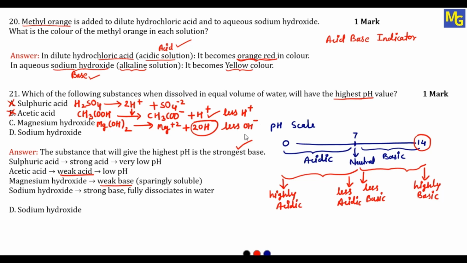Less OH minus means what? It is less basic. So its pH will be somewhere near 8, 9, 10, like this. So in the question, as I told, it is the highest pH. Now we will focus on the next one.